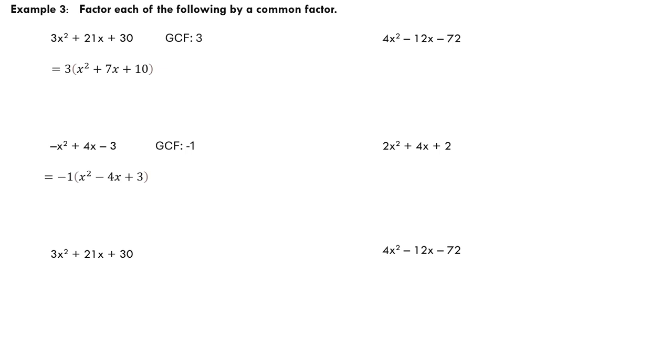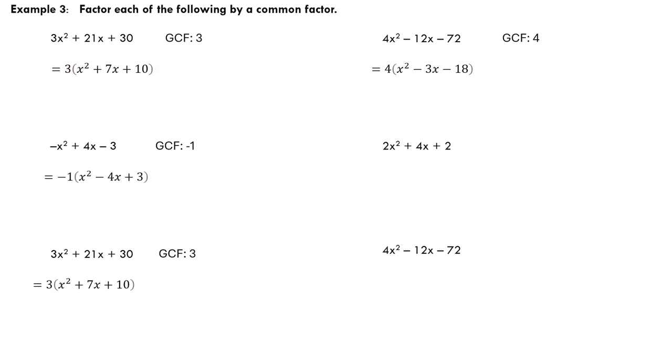For the third example, our greatest common factor will be 3. Put the greatest common factor on the outside, write in our 3, bracket, x squared plus 7x plus 10. Next example, our greatest common factor is 4. Put the 4 on the outside of the brackets, and inside we have x squared minus 3x minus 18.